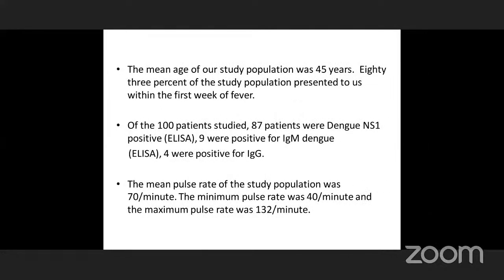83% of the study population presented to us within the first week of the fever. Of the 100 patients studied, 87 patients were dengue NS1 positive, 9 were positive for IgM dengue, and 4 were positive for IgG. The mean pulse rate of the study population was 70 per minute, and the minimum pulse rate was 40 per minute, and the maximum was 132 per minute.